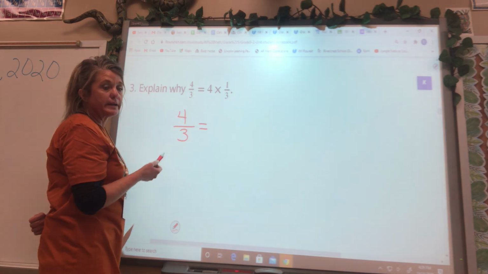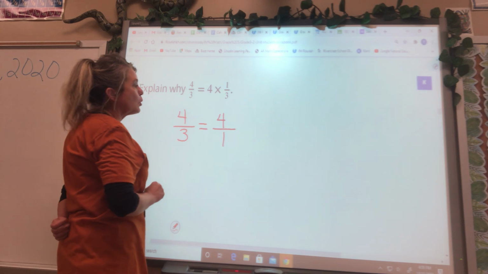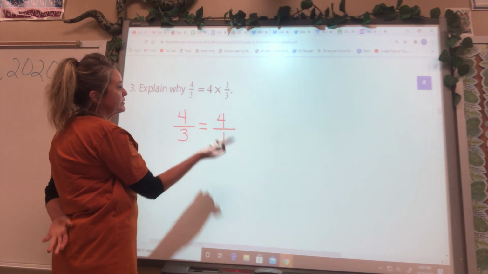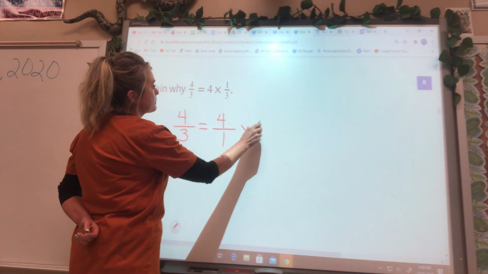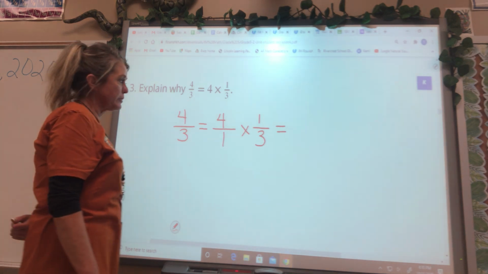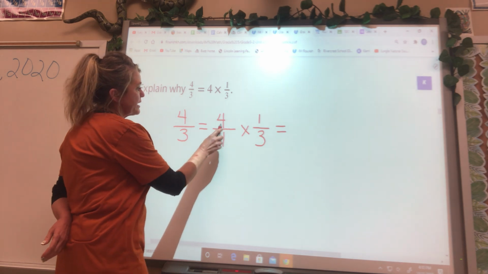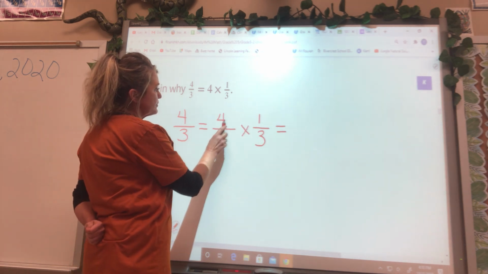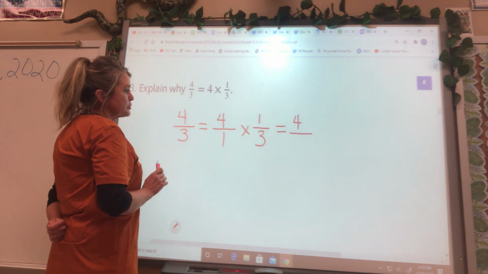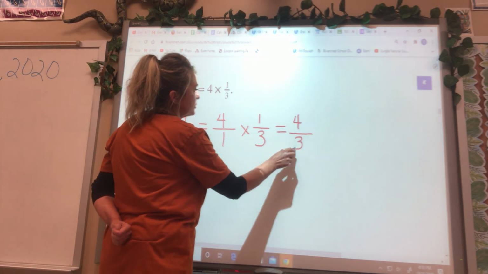Any whole number can be written as a fraction by putting that whole number over 1, because 4 divided by 1 is 4, so that would give us the whole number 4. So now we have 2 fractions that we can multiply times each other. And we'd simply do that by multiplying straight across. We're going to multiply the numerators. 4 times 1 is 4. And then we multiply straight across with our denominators. 1 times 3 is 3.